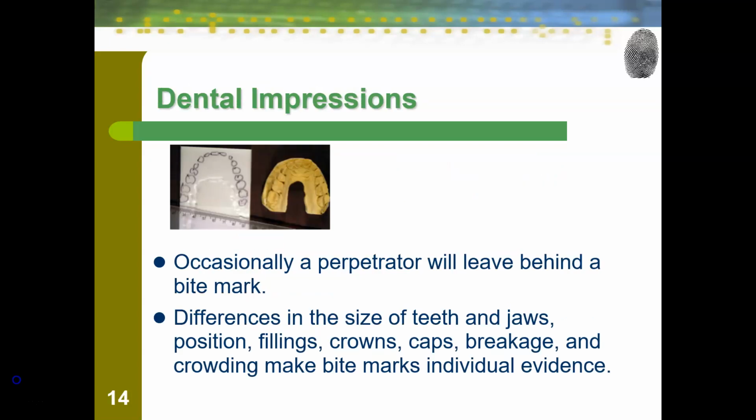Dental impressions are also a big part of impression evidence. So occasionally a perpetrator will leave behind a bite mark. The most famous case of this is Ted Bundy. One of the big pieces of evidence against him was that he had left a bite mark on one of his victims' buttocks, and a police officer happened to think quickly and took a picture of it, which was evidence that was used to convict him of that crime.